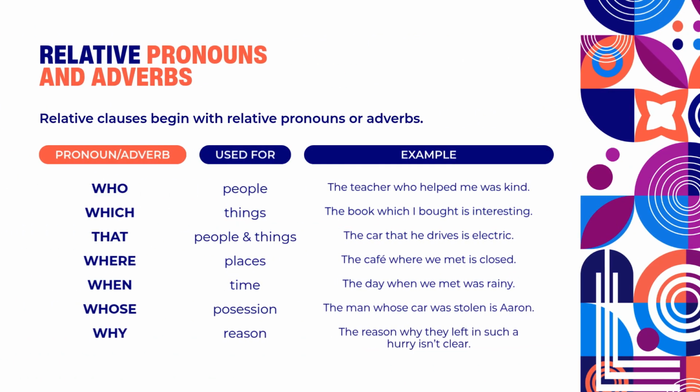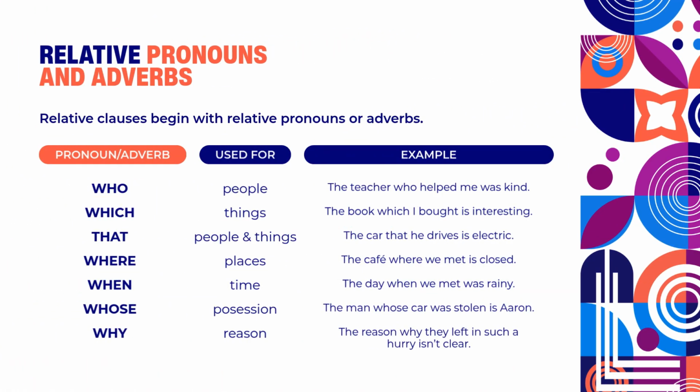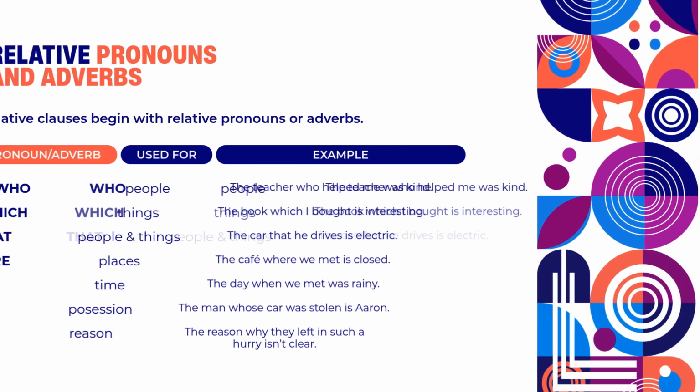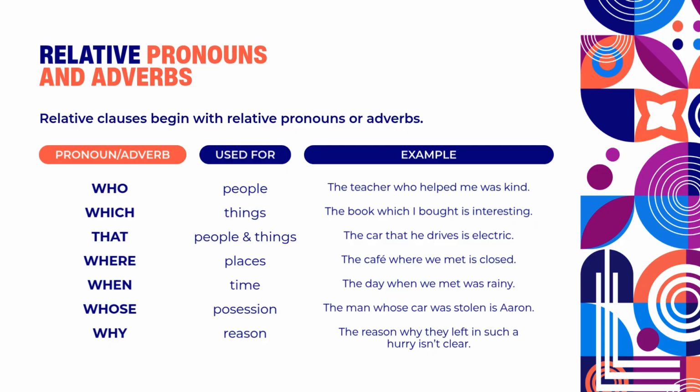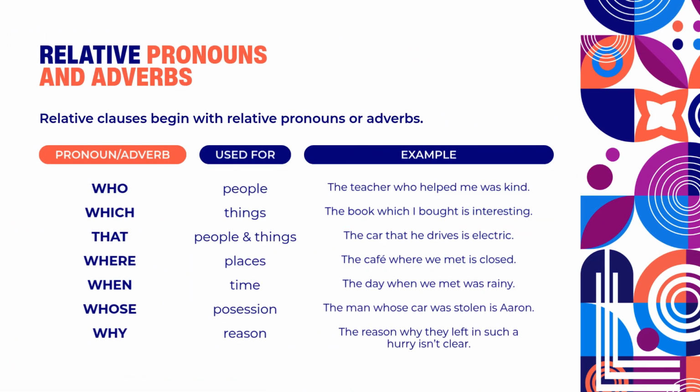Whose is used for possession. Example: the man whose car was stolen is Aaron. Why is used for reason. Example: the reason why they left in such a hurry isn't clear.